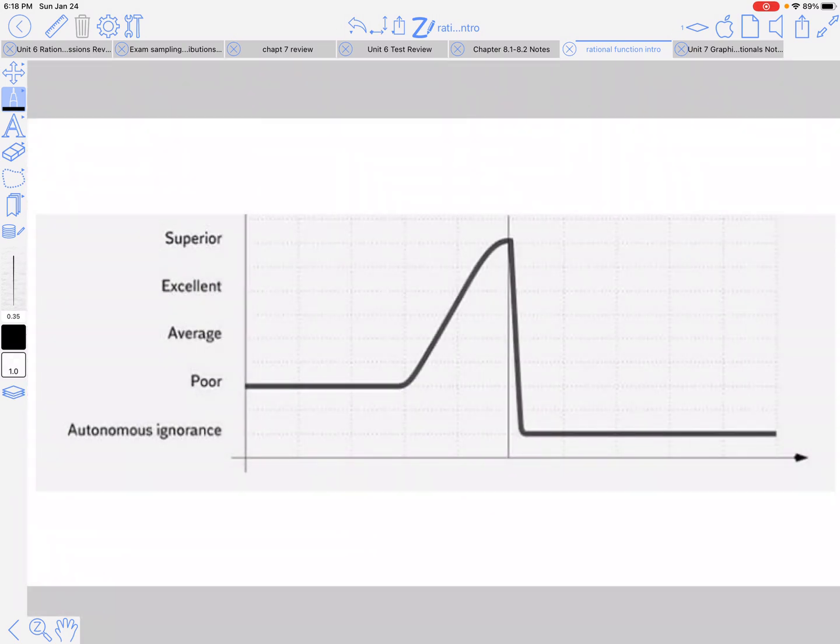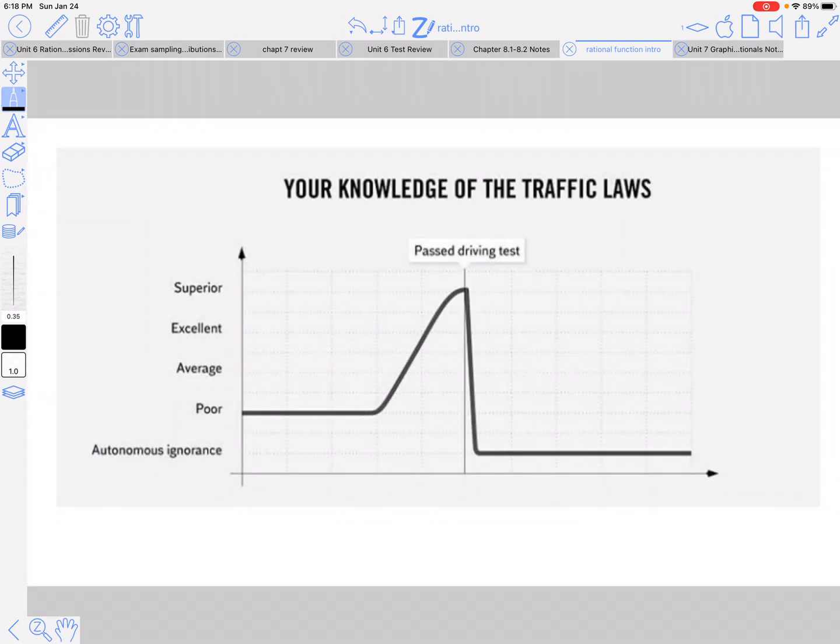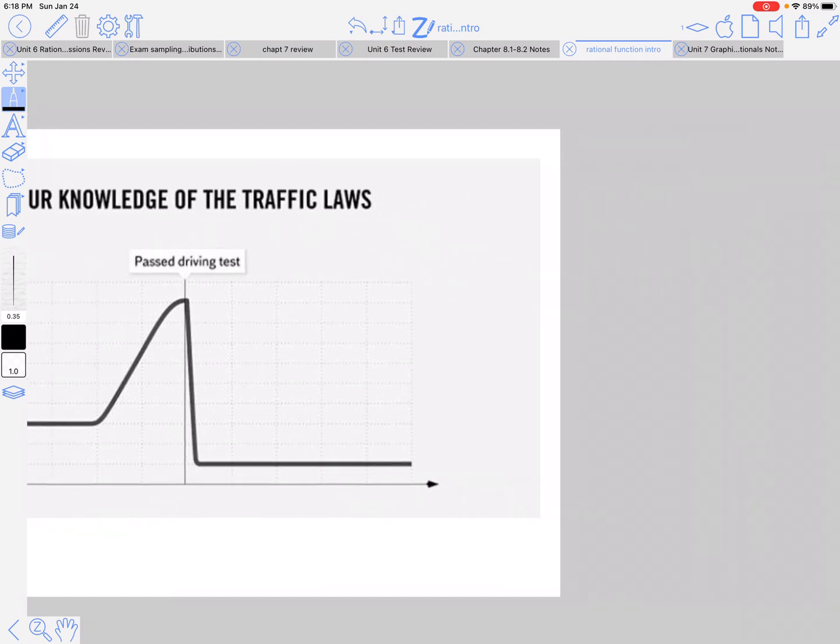Now, same thing here. So our x-axis is not labeled, but it basically goes in time, I'll tell you that. So as time passes, something happens: superior, excellent, average, poor, or ignorant. What do you think's going on here? So this previous one was a real graph. This one is not. This one I just found, and I think it is maybe true sometimes, right? So you study for the driver's ed test, you pass it, you know all the rules about driving, and then you get on the road, and suddenly it's kind of like, who cares about rules? As long as you're not getting pulled over or running into people.